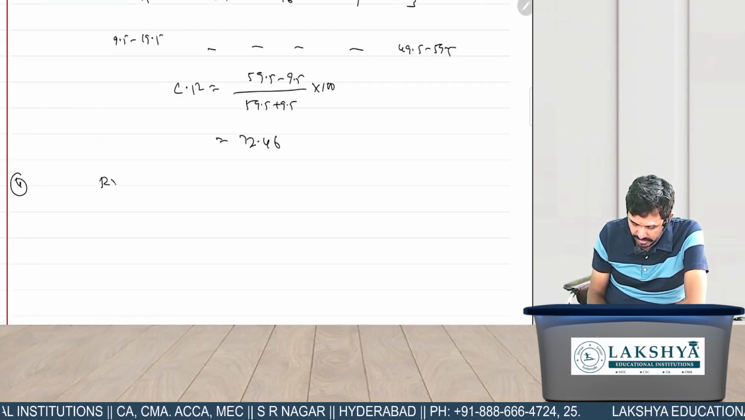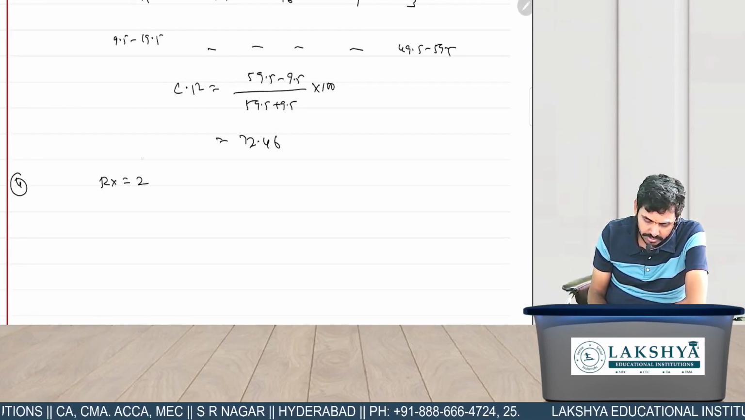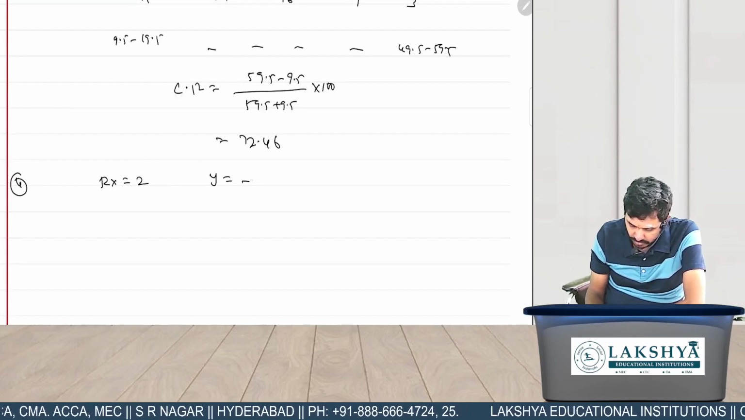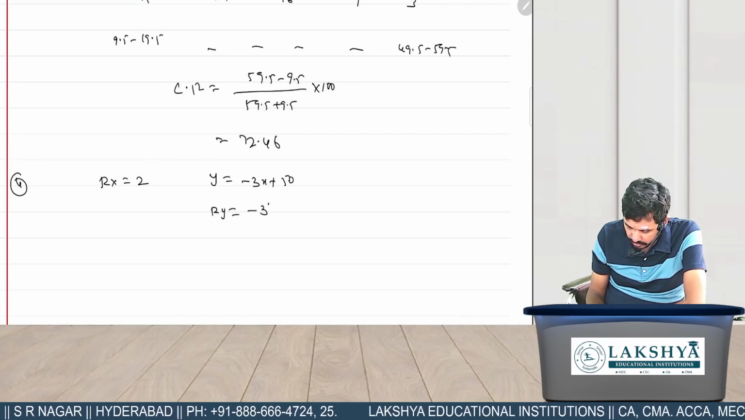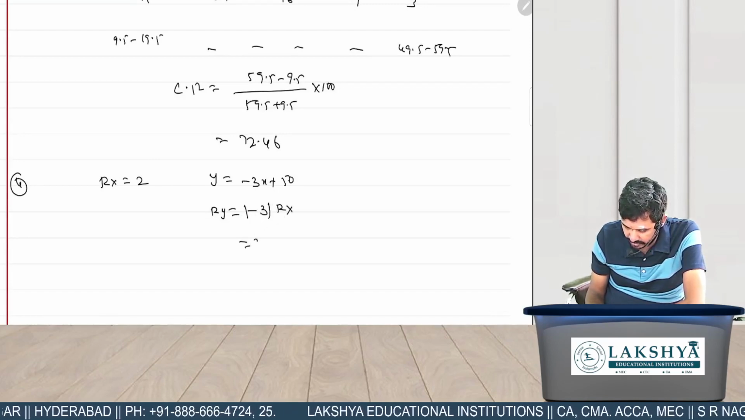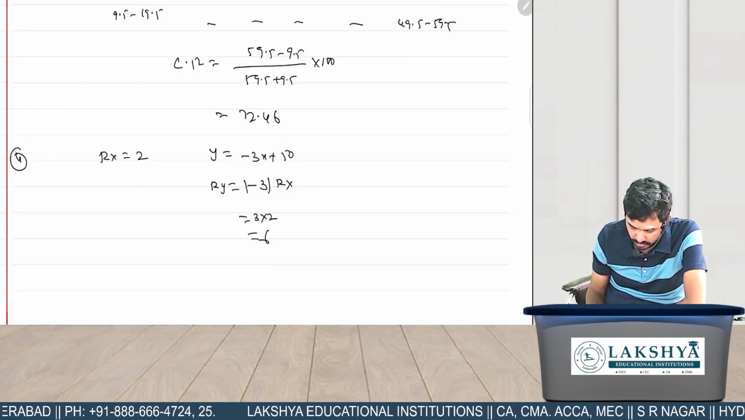Next, range of x is equal to 2. What is the range of that? Let us assume that y is equal to minus 3x plus 50. Range of y is equal to modulus of minus 3 into range of x. 3 into range of x is 2, which is equal to 6.